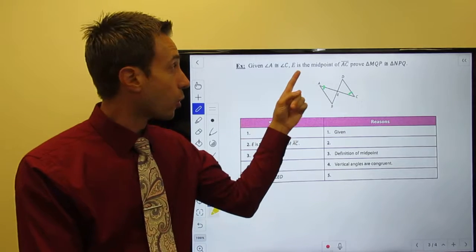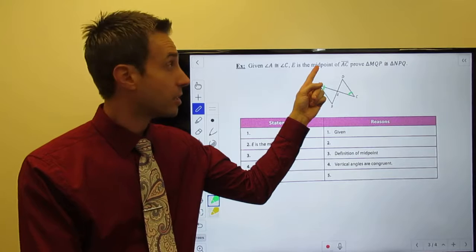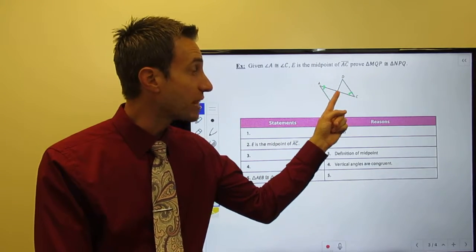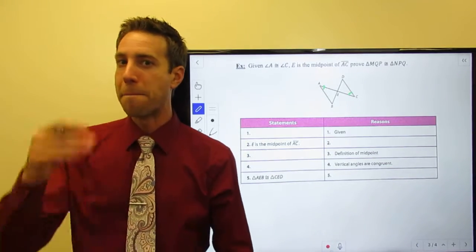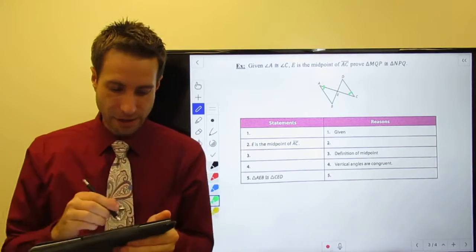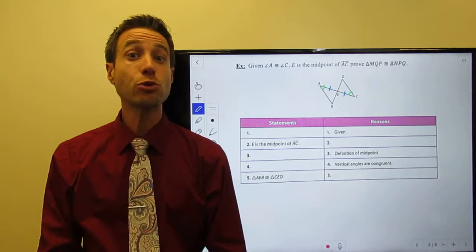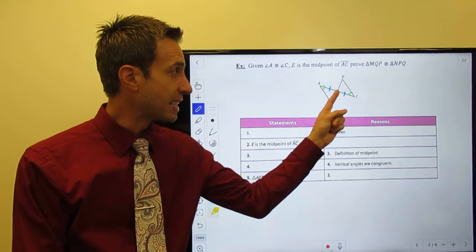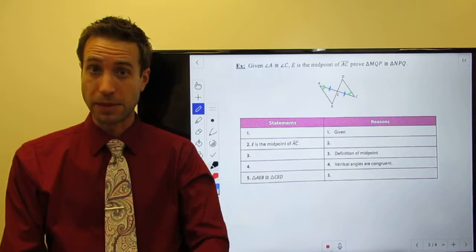I am also told that E, there it is, point E, is the midpoint of AC. So I have this segment right here, AC, and I'm told that E is the midpoint. What does that mean? Well, remember, a midpoint cuts a line segment right in half. So that tells me that those two segments are congruent. AE and EC are congruent line segments because E is the midpoint.